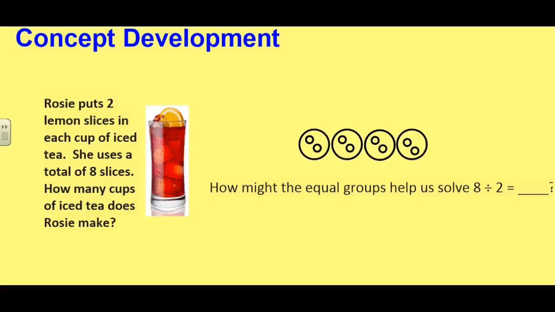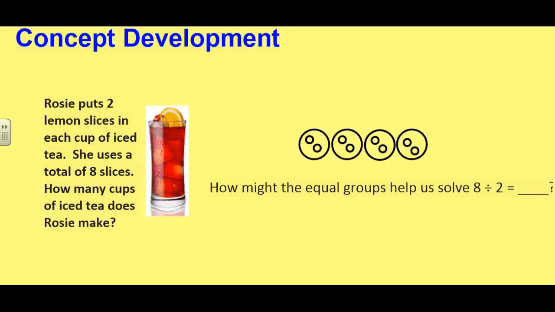Okay, so let's take a look at our first problem. It says Rosie puts 2 lemon slices in each cup of iced tea. She uses a total of 8 slices. How many cups of iced tea does Rosie make? Okay, so you can see that I drew some equal groups on this page. So I've got one group and it has 2 in each group, and then I have a total of 4 groups. So it says, how might the equal groups help us solve 8 divided by 2?